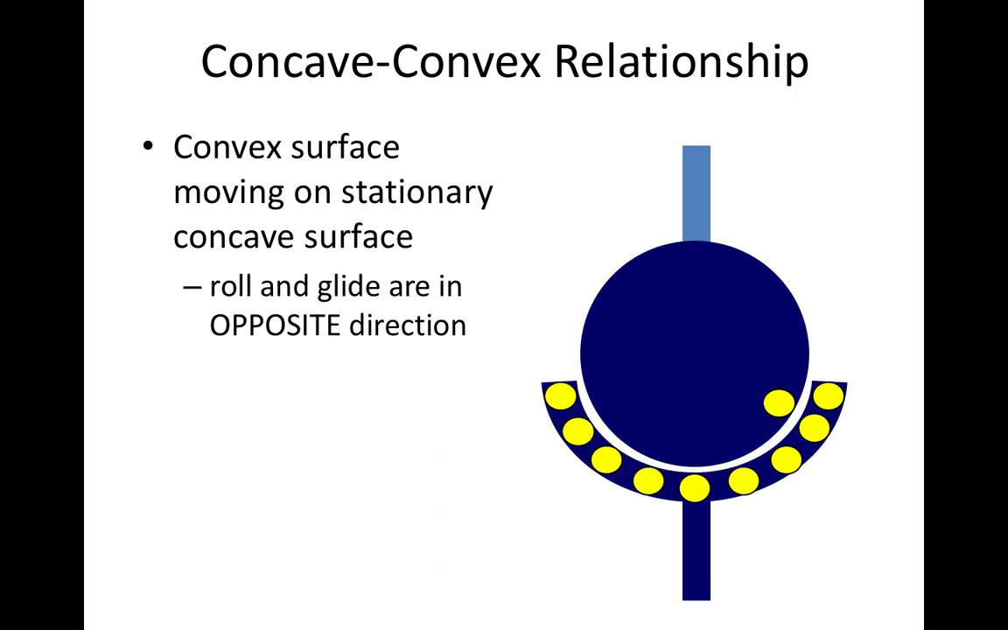When the convex surface moves on the stationary concave surface, the roll and the glide are going to be in an opposite direction. An example of this might be the glenohumeral joint. So we have the humerus, which is presenting as the convexity, moving on a concave glenoid. So if we're talking about the osteokinematic movement of shoulder flexion, we are actually getting a roll towards flexion, so that's the osteokinematic movement, but the glide is going to be inferior. So the roll and the glide are going to be in opposite directions.